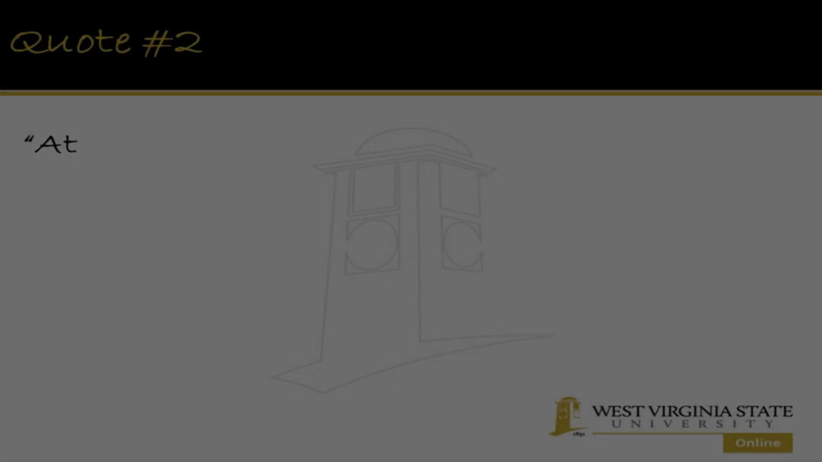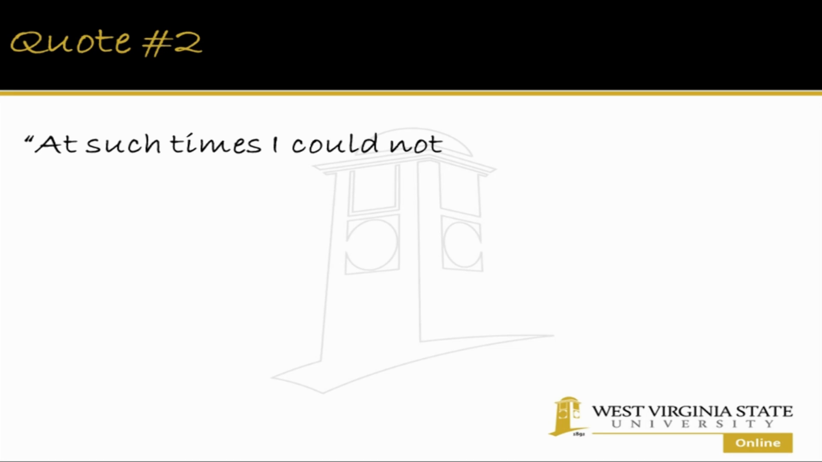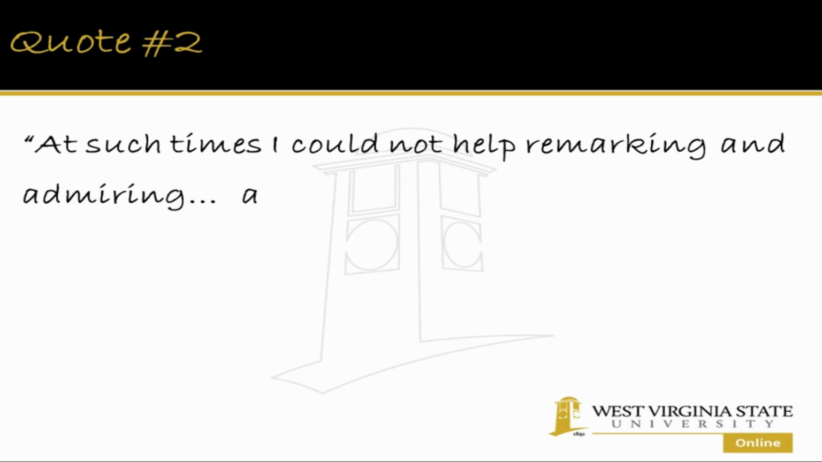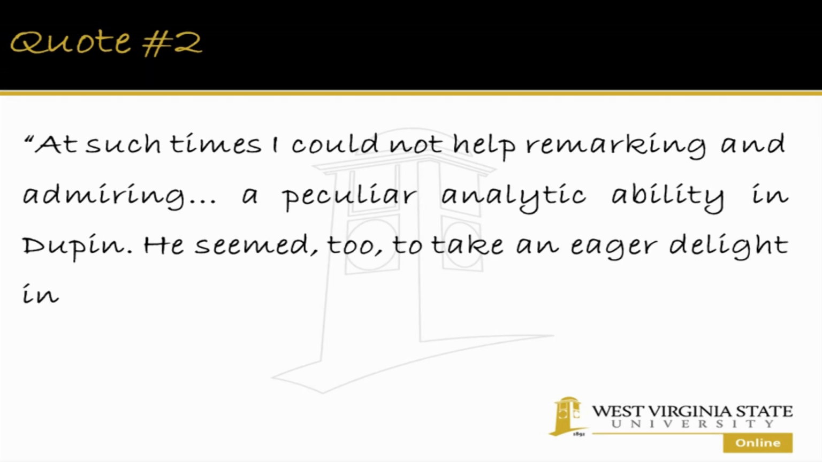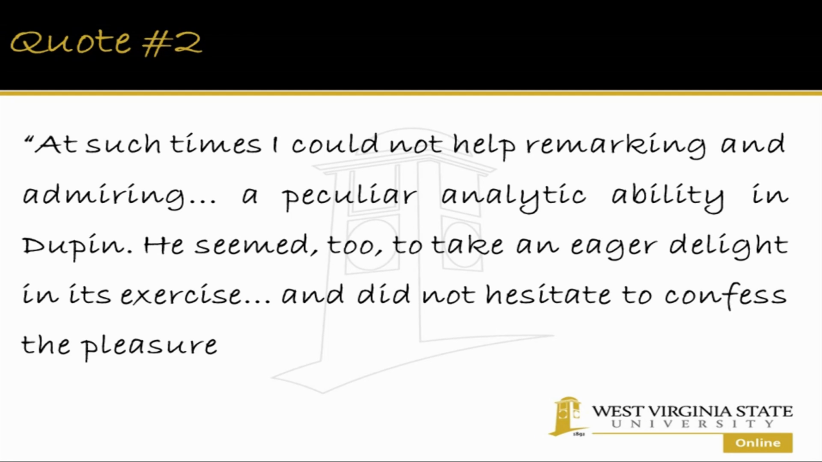In relation to the opening of the story, the narrator tells us, "At such times I could not help remarking and admiring a peculiar analytic ability in Dupin. He seemed, too, to take an eager delight in its exercise, and did not hesitate to confess the pleasure thus derived." Thus referring to Dupin's analytical skills, and then immediately proceeds to give us an example.